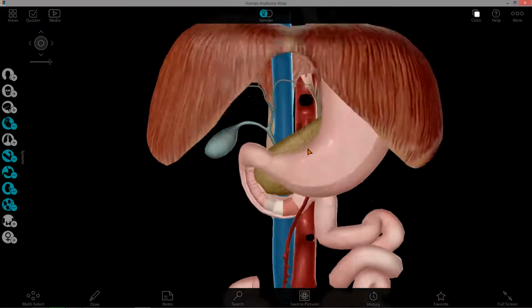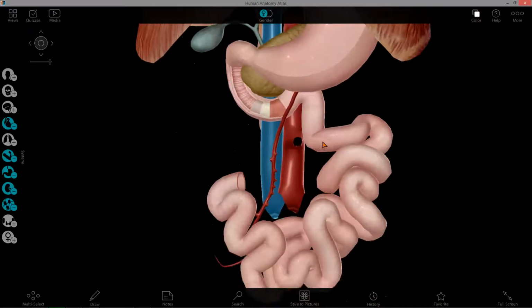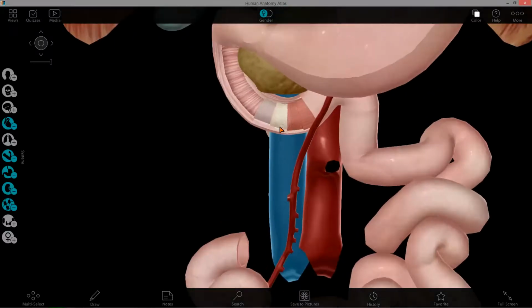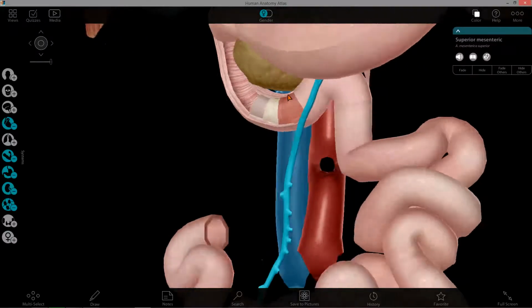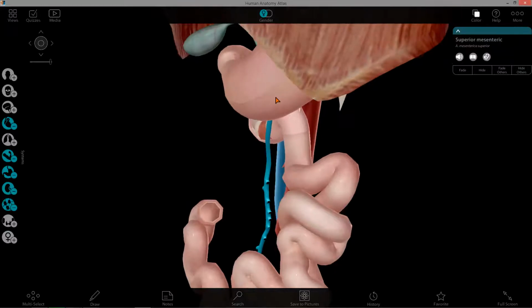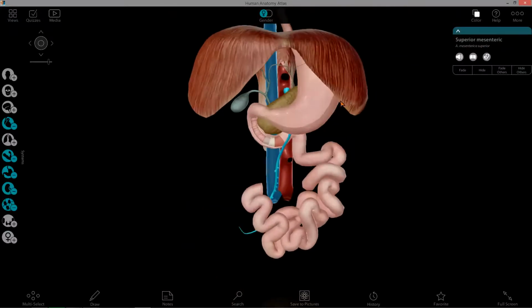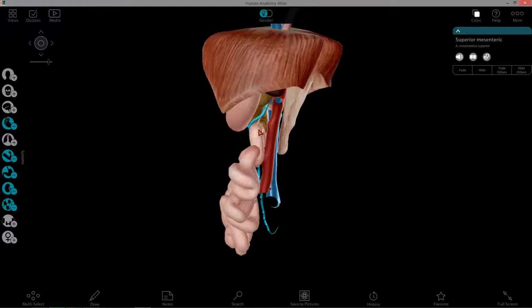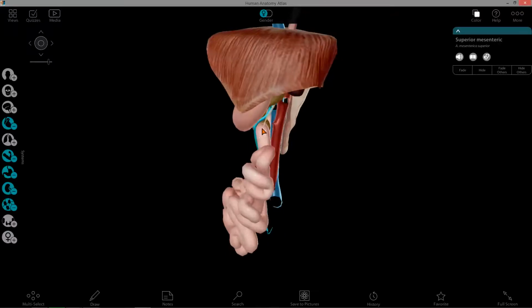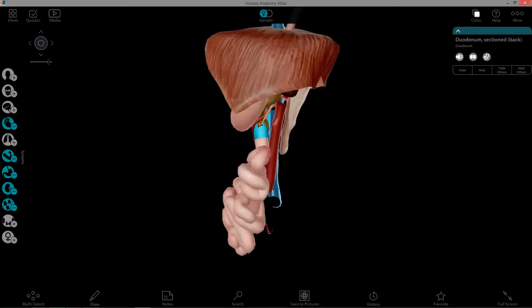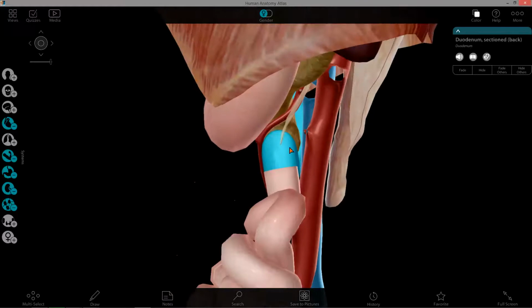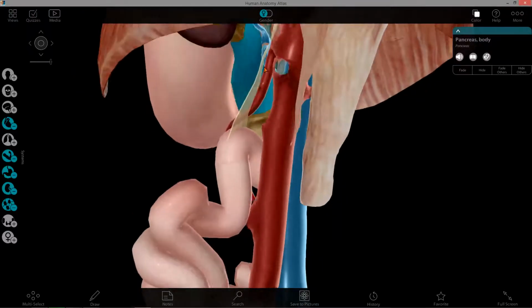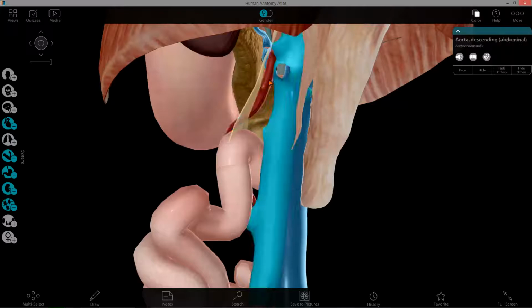So, as you can see here, I've added in the diaphragm as well as the jejunum, and zooming in here, we can see the superior mesenteric artery, which, as I rotate, we're looking at anterior, and as I rotate lateral, we can see it travel anterior to the duodenum here, and then travel posterior to the body of the pancreas before entering the abdominal aorta.